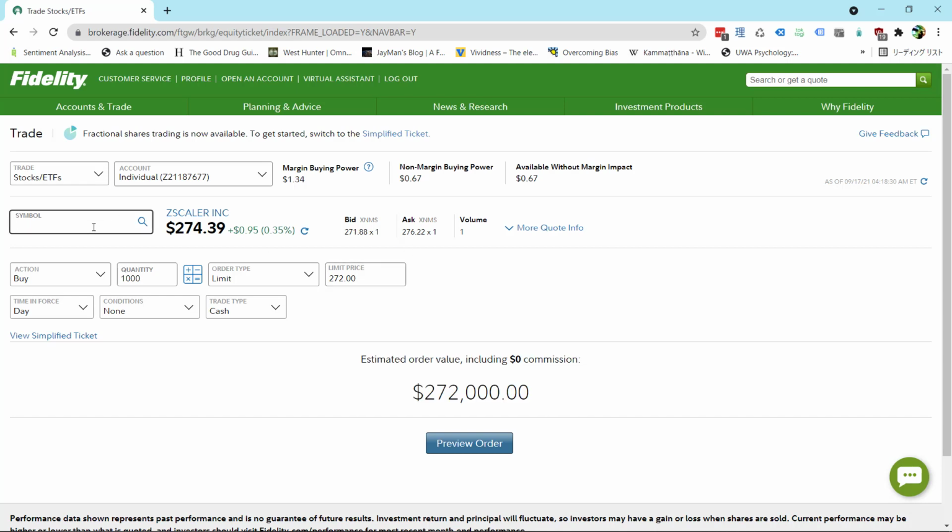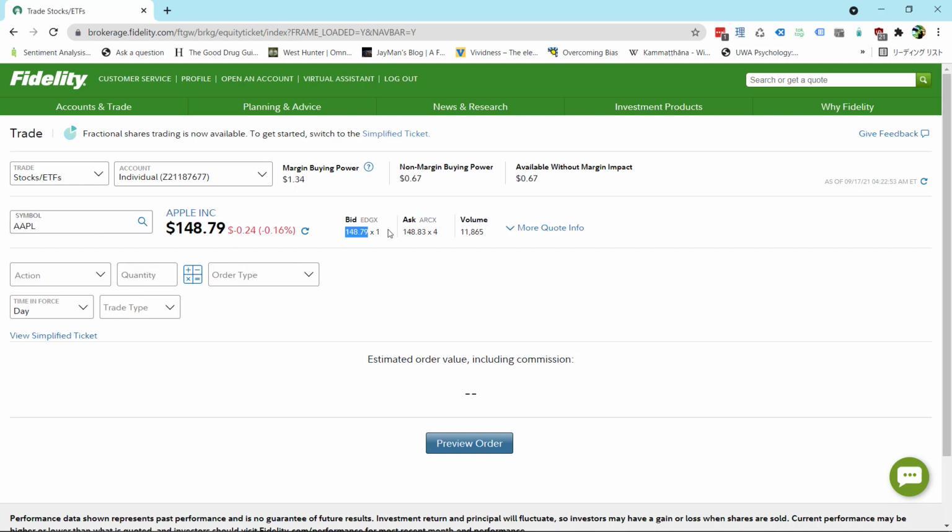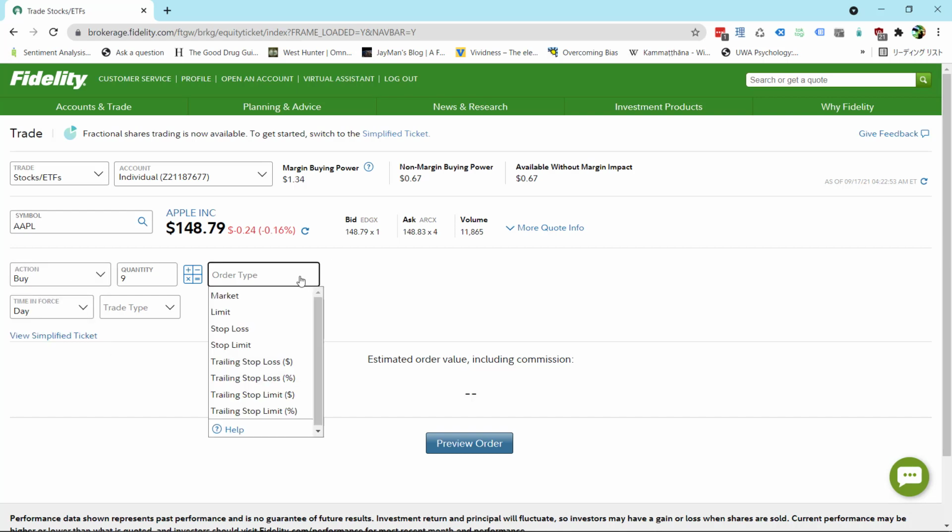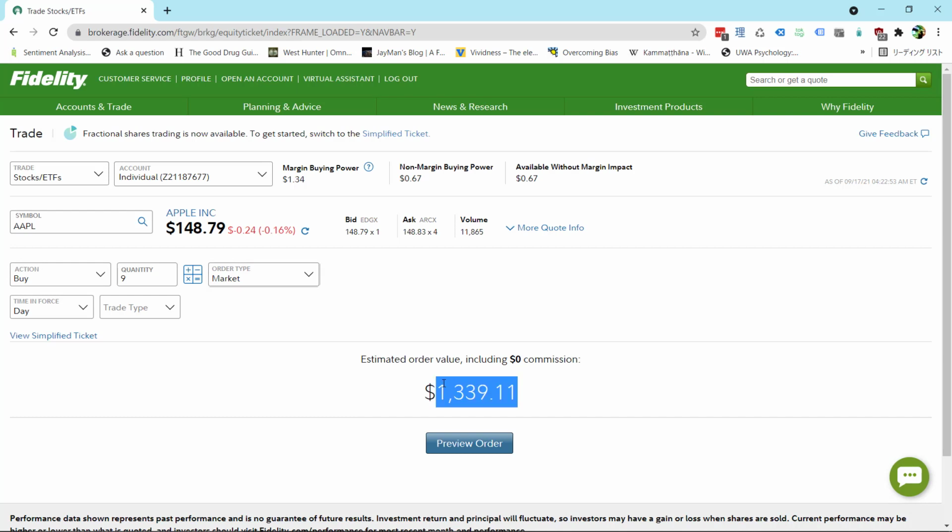If you're not playing wide spreads, you're playing something like Apple. That's a pretty tight spread, 4 pennies. Well, unless you're buying a huge quantity, 4 pennies shouldn't matter that much. If you're buying 10,000 shares, yeah, I'd still do the limit method. Start with 148.80 and start moving that up by a penny each time. But if you're just buying like 9 shares, not a big deal. I'd just go with a market order. That's what you'd expect to pay.